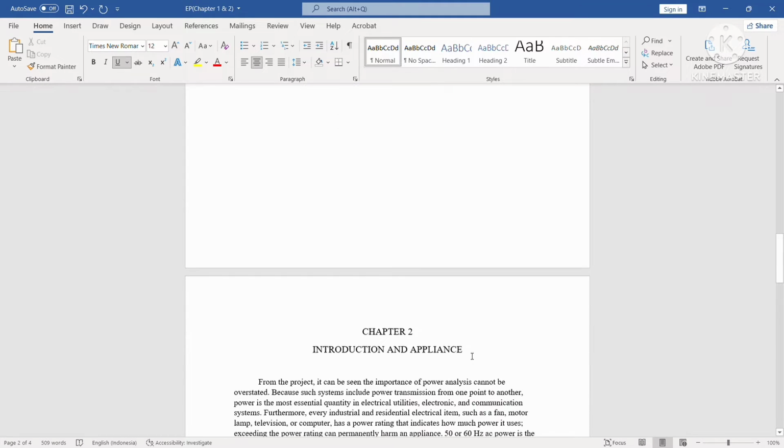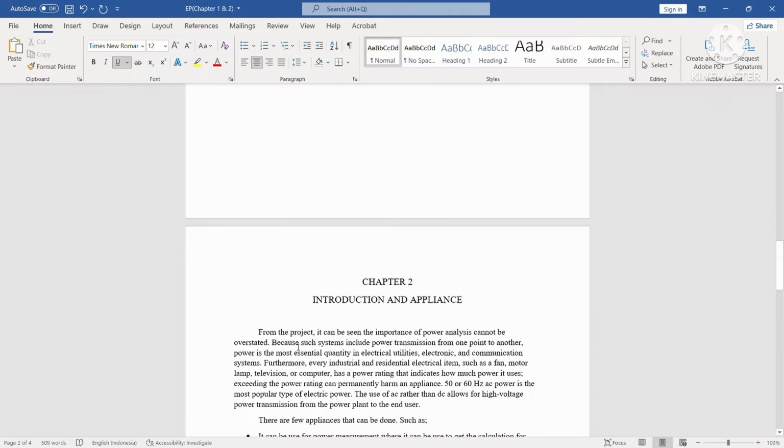For chapter 2, introduction and appliance. For the project, it can be seen that the importance of power analysis cannot be overstated, because such systems include power transmission from one point to another. Power is the most essential quantity in electrical utilities and electronic communication systems. Furthermore, every industrial and residential electrical item such as a fan, motor, lamp, television, and computer has a power rating that indicates how much power it uses. Exceeding the power rating can permanently harm an appliance.